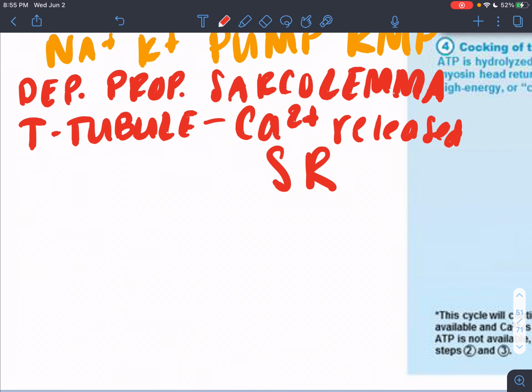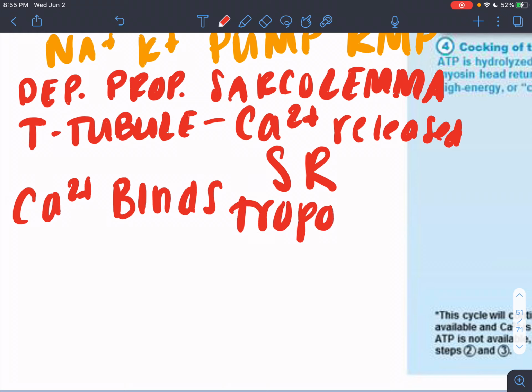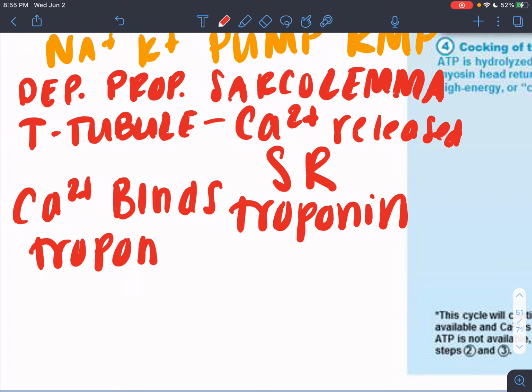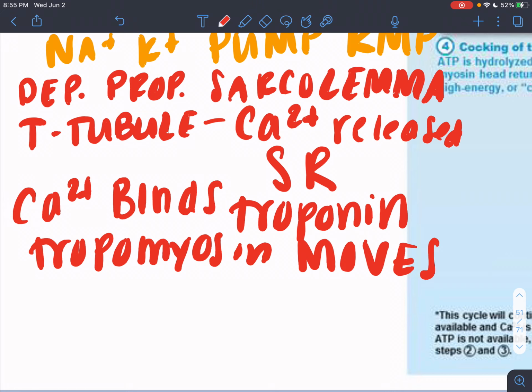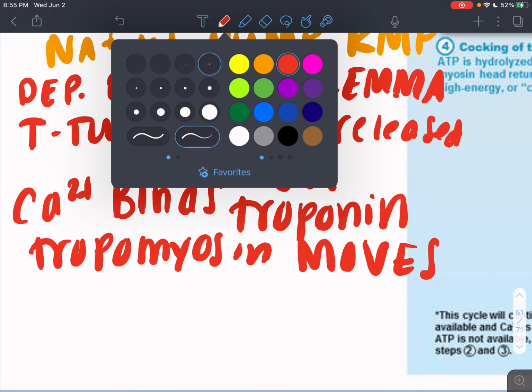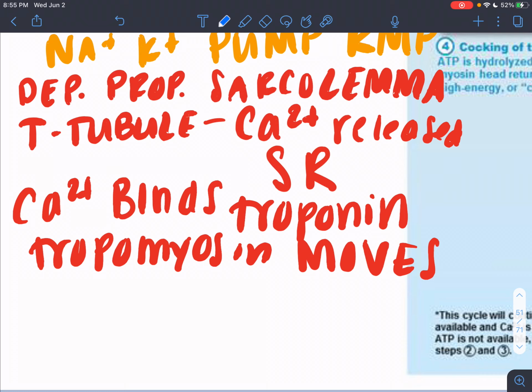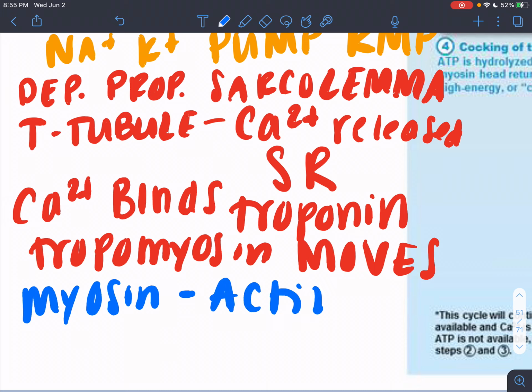Okay, calcium goes down, binds to troponin, tropomyosin moves. This allows the myosin head to attach to actin active sites, forming the cross bridge.